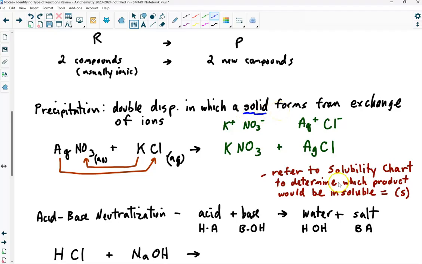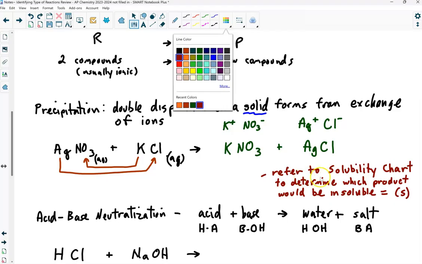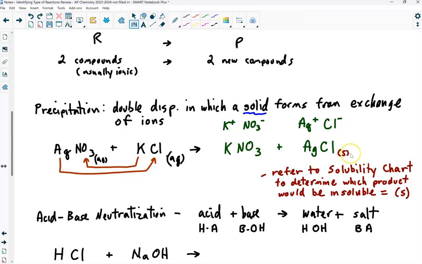Now, which one of these guys would be the solid? Well, for that, you would need to refer to the solubility chart. And that'll be always given to you, but it turns out in this case, chlorides, compounds that contain chlorides, are usually soluble, but not when they're bonded to silver. So this guy would be the solid. And again, you would have a solubility chart if you had to predict this. Now look at the other product, potassium nitrate. All compounds containing nitrates are soluble. That's the general rule. And so this would be aqueous.